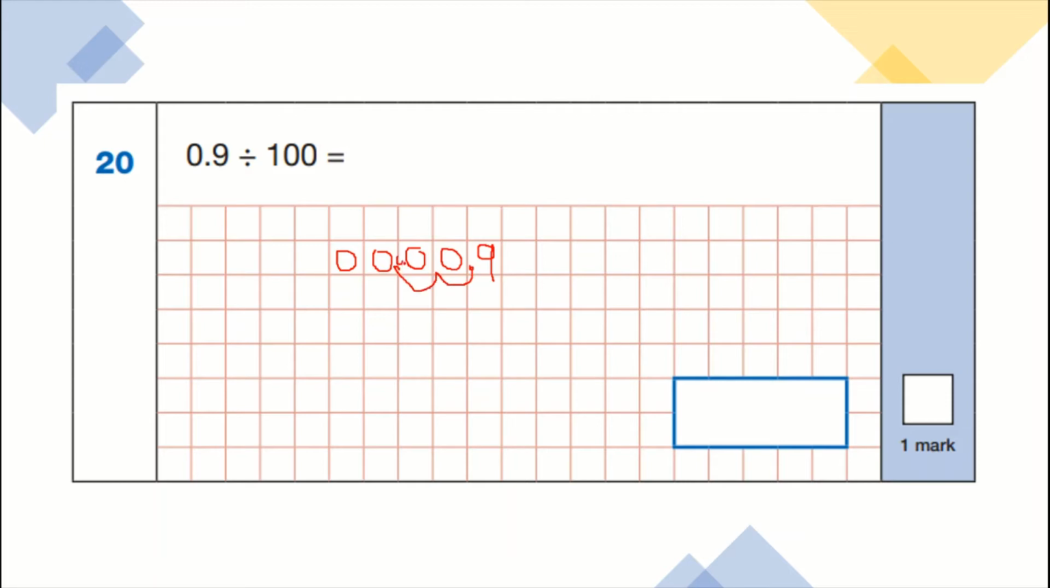So our new decimal place would be here. So our new number and the answer to this question is 0.009.